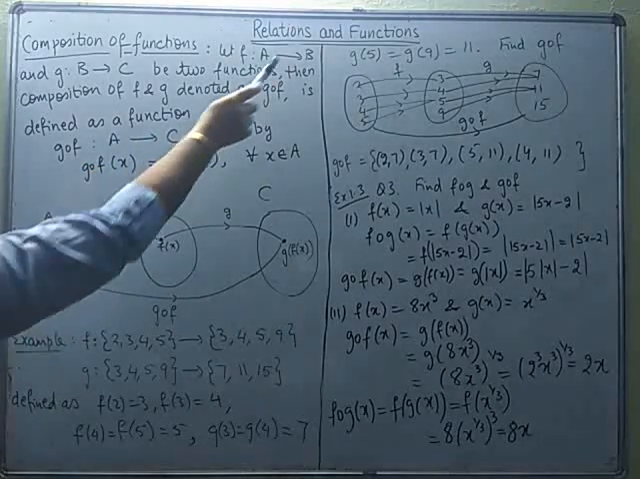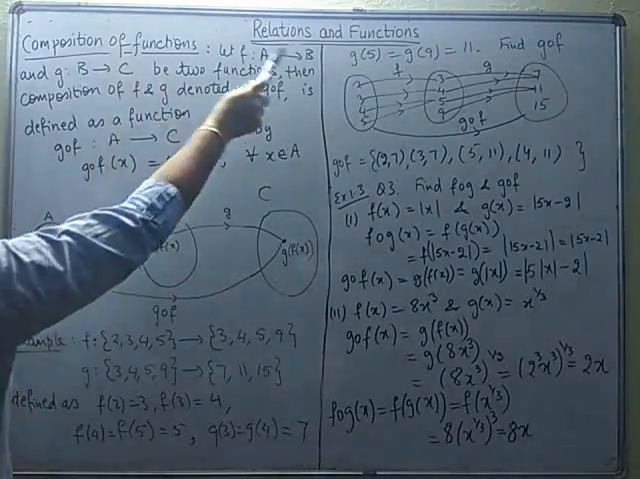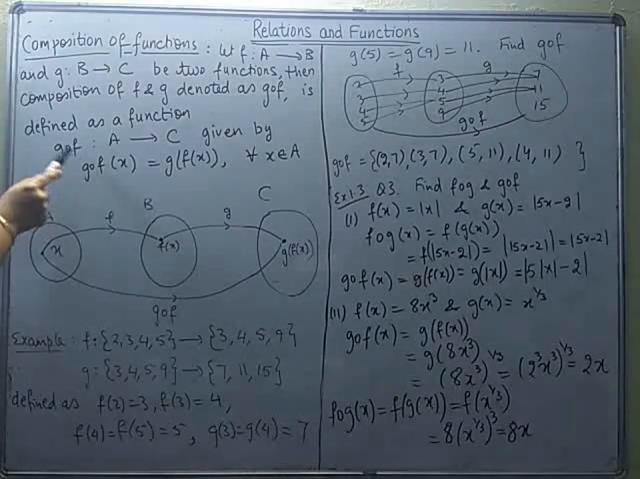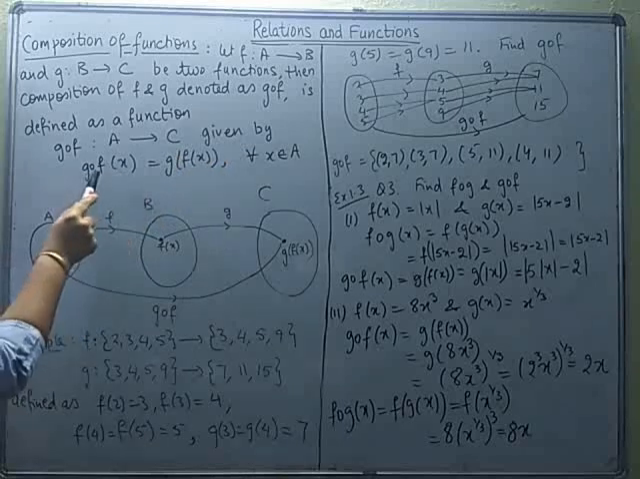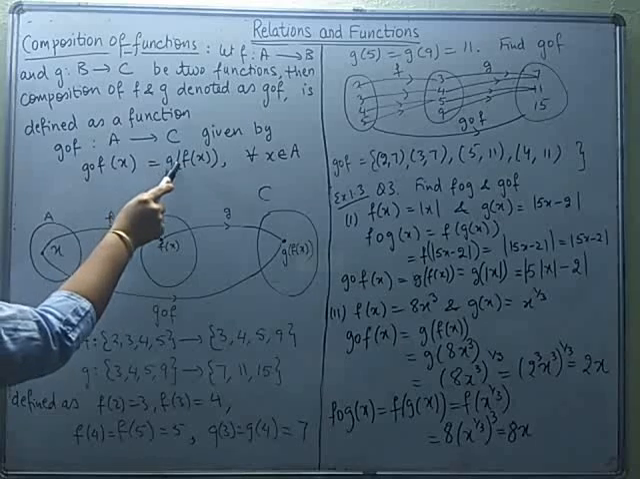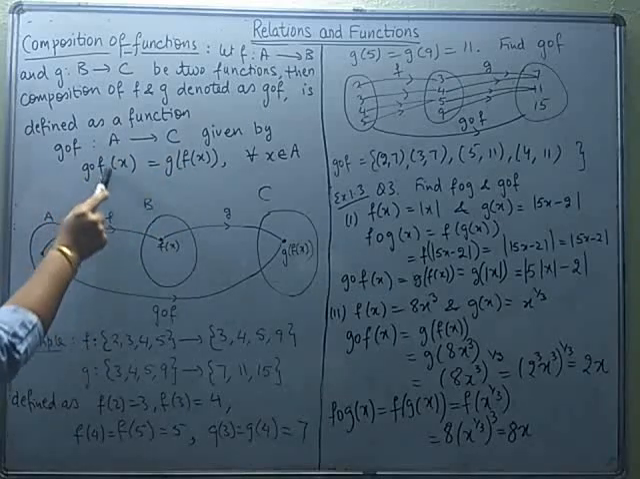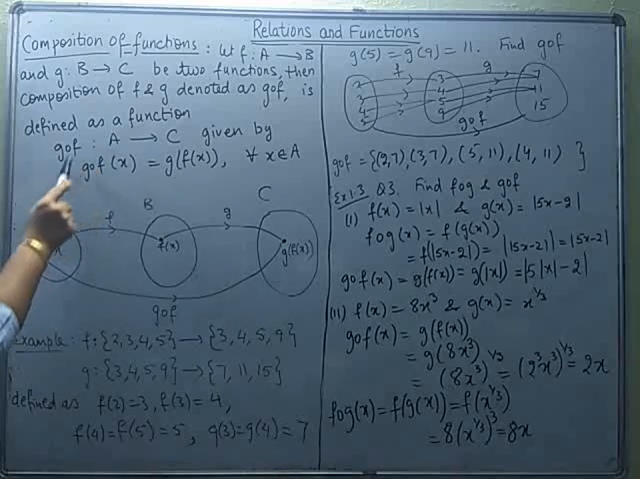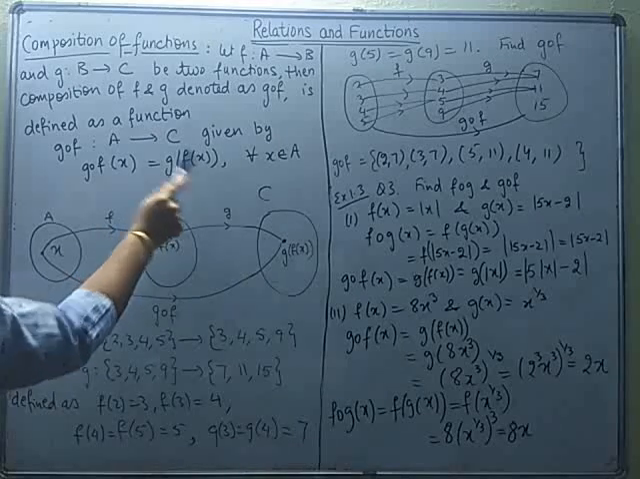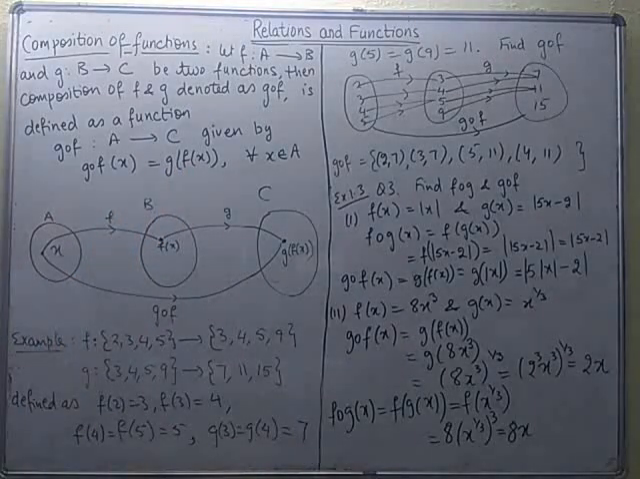So from here you will understand why this condition is kept, that codomain of f and domain of g are the same. Because of this we are able to relate the elements of set A to the elements of set C under the function composition of f and g, and they are given by gof of x is equal to g of f of x. That means the image of the element x under this function, which is gof or composition of f and g, will be given as g of f of x for all x belonging to A.